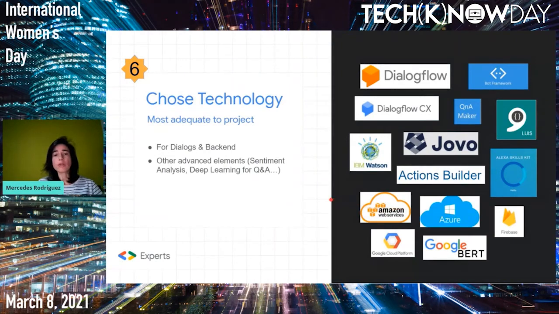But if we want to develop an action for both platforms, instead of developing two different agents with the proprietary tools, we could choose, for example, Jovo, that allows us to develop just one agent and then publish it on both platforms. And then we would have to maintain just one agent as well. So that could be the best option.